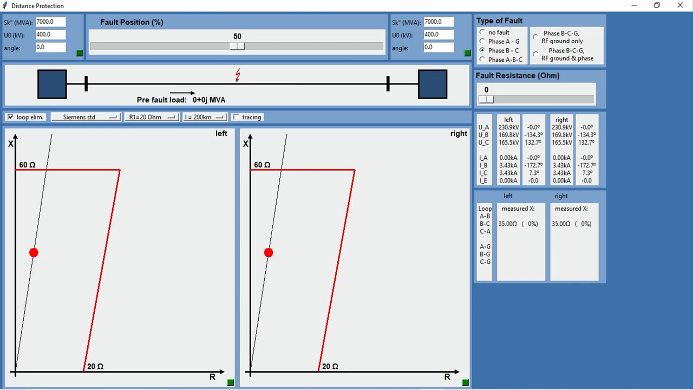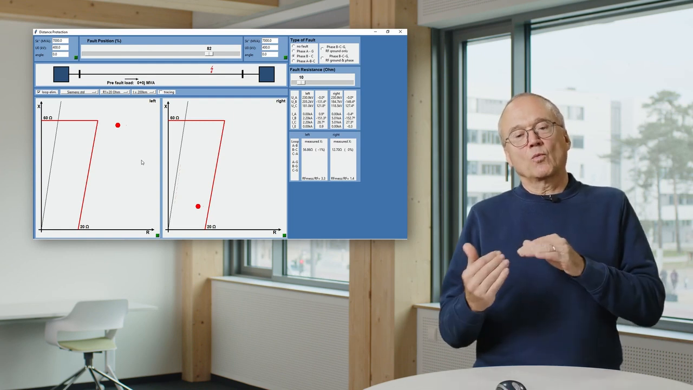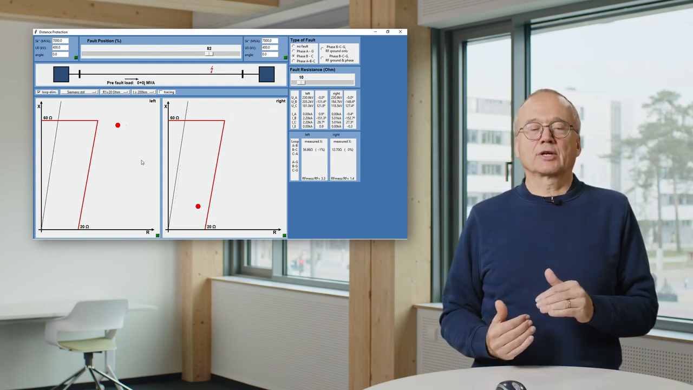Okay, now we can make the fault closer to the limit. Maybe we have a fault here. And if we now do the same thing, we see we still move horizontally. But what we see now is, let us say we take 10 ohms. Here, the left relay is already outside the characteristic, whereas the right relay is still inside the characteristic.